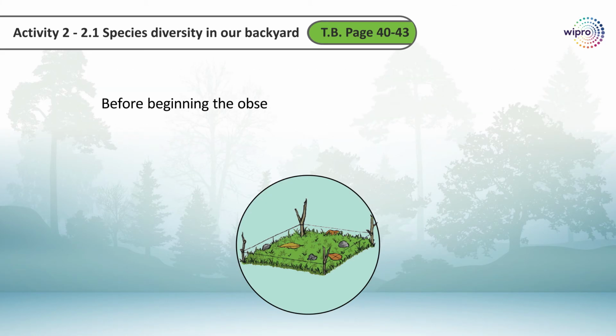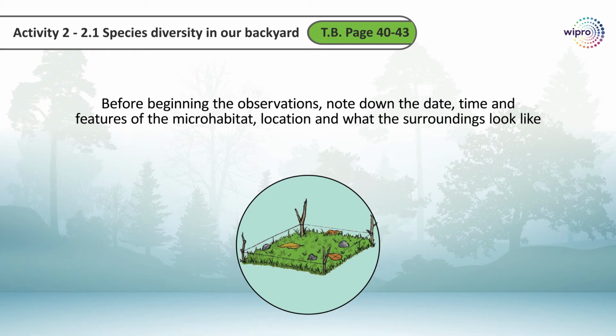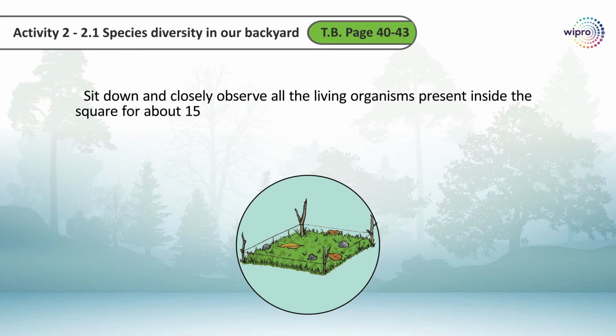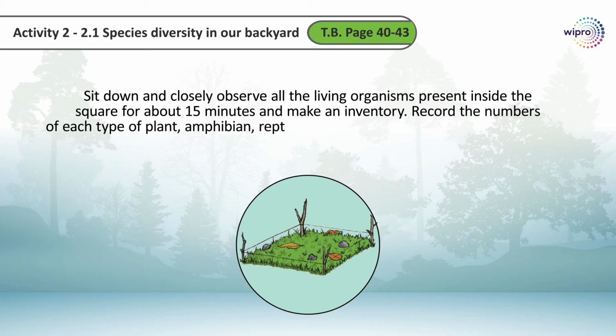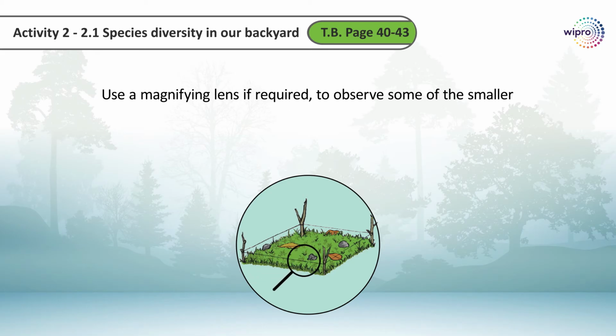Before beginning the observations, note down the date, time and features of the microhabitat, location and what the surroundings look like. Sit down and closely observe all the living organisms present inside the square for about 15 minutes and make an inventory. Record the number of each type of plant, amphibian, reptile, insect and other life forms within the plot. Use a magnifying lens if required to observe some of the smaller life forms.